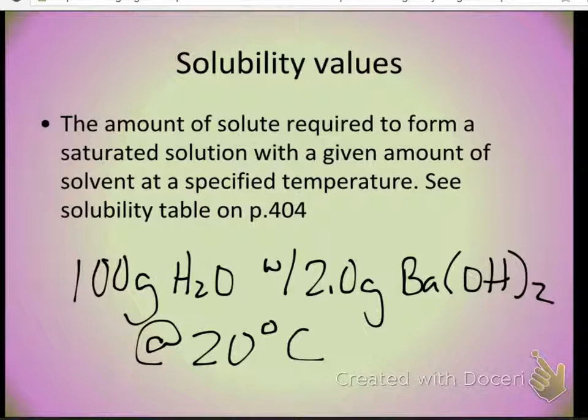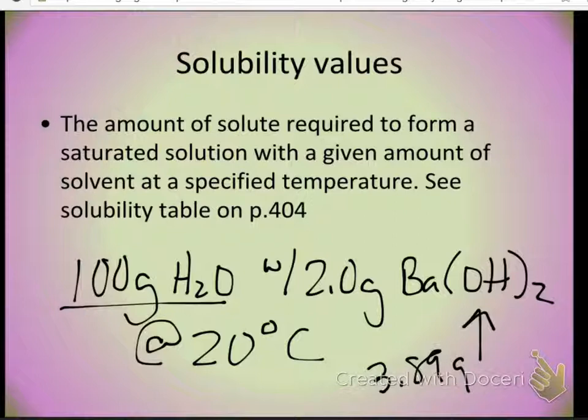How do you tell that? So you can go to 3.89. At 20 degrees Celsius, we would expect that 100 grams of water could dissolve 3.89 grams of barium hydroxide. So we can add another 1.89 grams of barium hydroxide to this solution, and it's still going to be saturated.